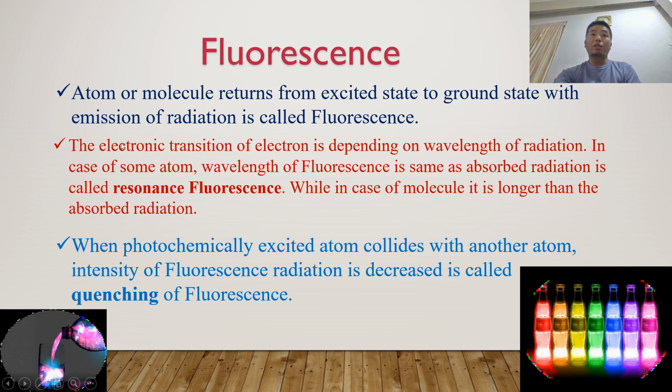The electronic transition of the electron depends on the wavelength of radiation in case of some atoms. When the wavelength of fluorescence is the same as the absorbed radiation, it is called resonance fluorescence. When a photochemically excited atom collides with another atom, the intensity of the fluorescence radiation is decreased. This is called quenching of fluorescence.